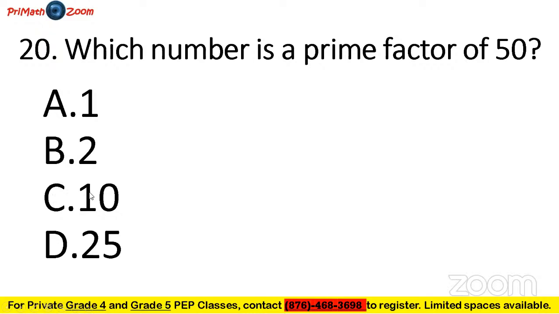10 is not a prime number. It's a factor of 50, but it's a composite number, so that won't work either. D is not a prime number. It's a composite number, even though it's a factor of 50. And so B, 2 is the only correct response here, because 2 is a factor of 50 and it's also a prime number.